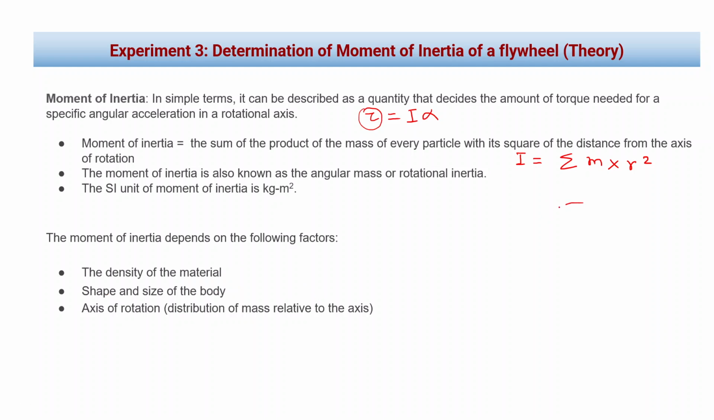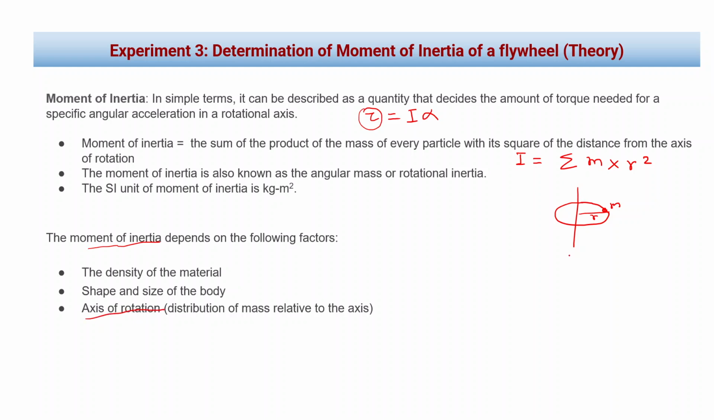Like if this is the axis of rotation, and the object is here, this is r, this is m, then this is the moment of inertia for this object corresponding to this axis of rotation. Keep in mind that moment of inertia depends on the axis of rotation.